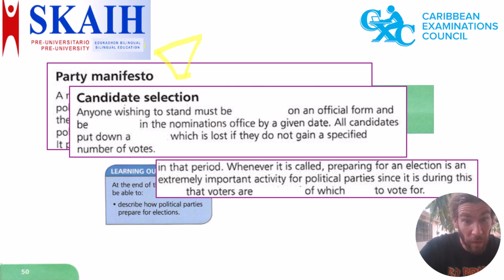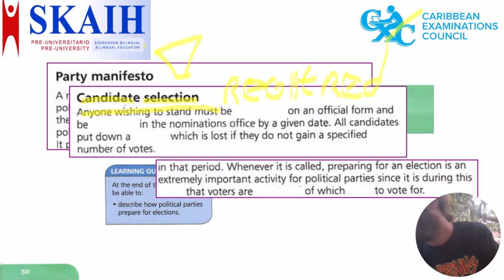But besides that, and especially in Curaçao, the candidates you're going to choose into parliament if you vote for a party are also very important. Anyone wishing to stand must be registered on an official form. So you must be put down on an official list. You cannot just come in at the last minute and say okay. You have to be registered on a special list.